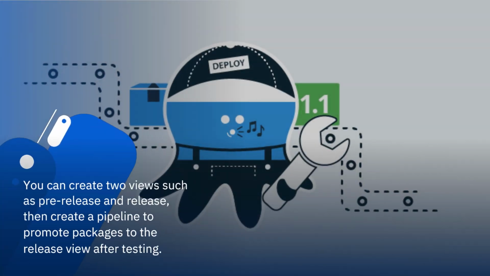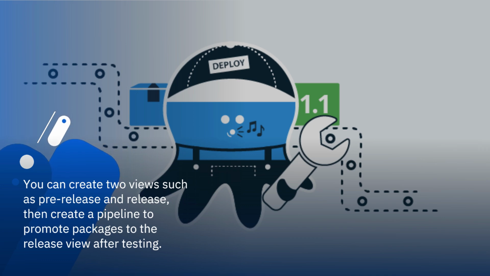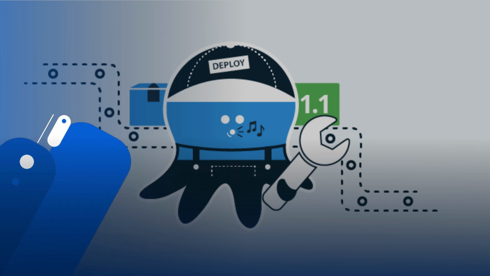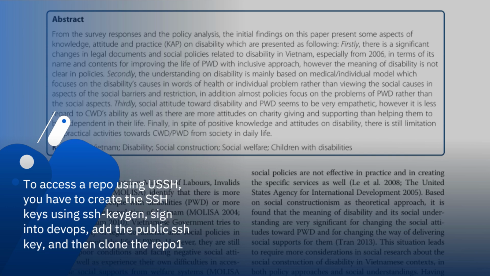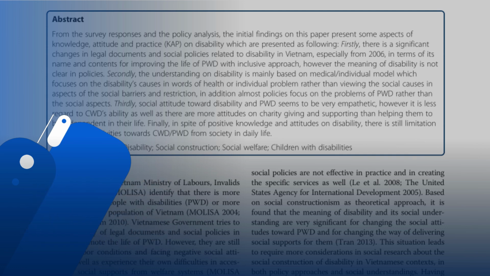You can create two views such as pre-release and release, then create a pipeline to promote packages to the release view after testing. To access a repo using SSH, you have to create the SSH keys using ssh-keygen, sign into DevOps, add the public SSH key, and then clone the repo.